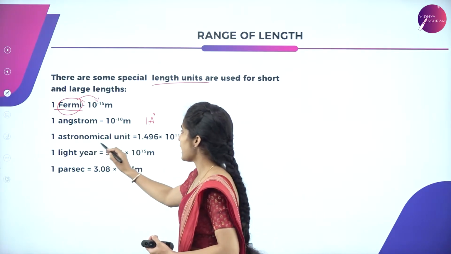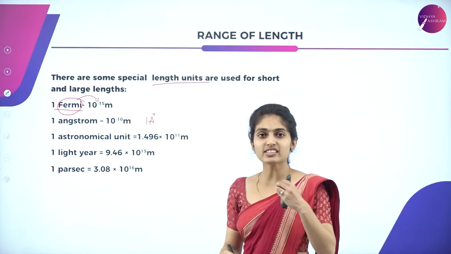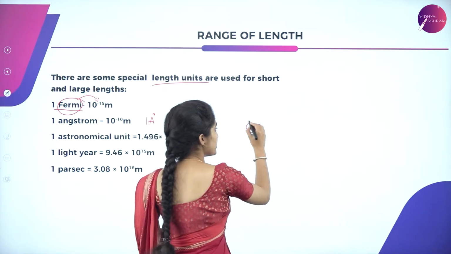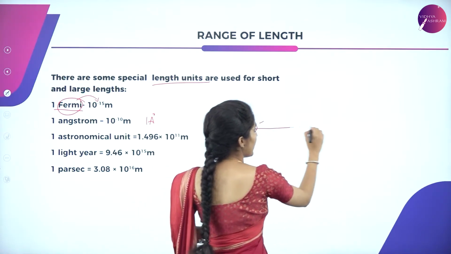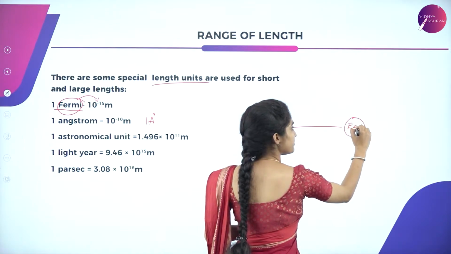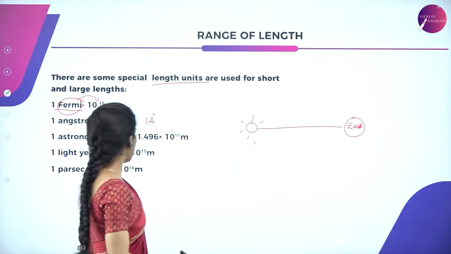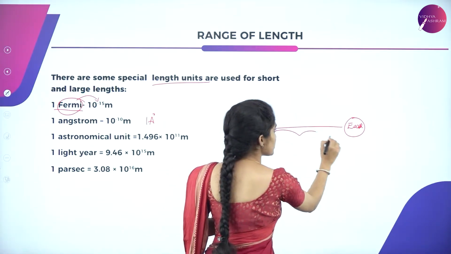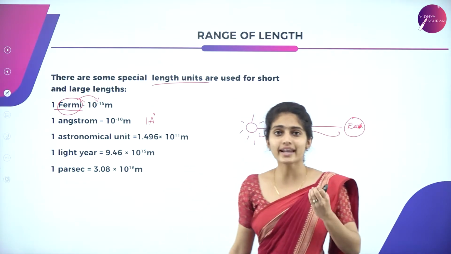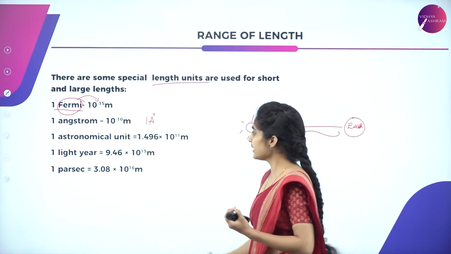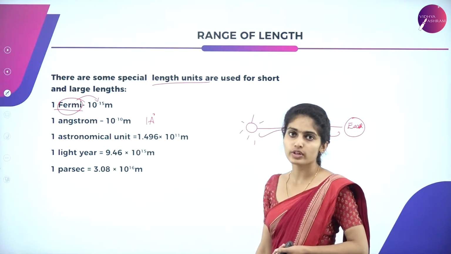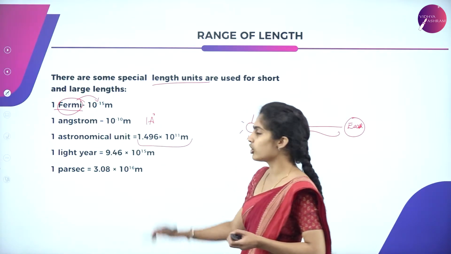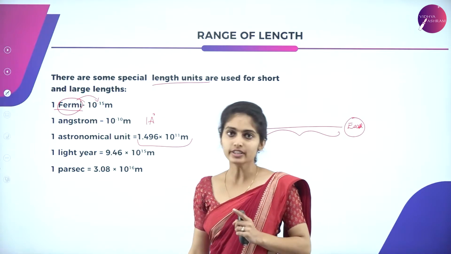Coming to 1 astronomical unit. So what is this 1 astronomical unit? It is the distance. So this is your sun and this is your earth. So 1 astronomical unit is the distance of the sun from the earth. This distance is called 1 astronomical unit. So that is equal to 1.496 into 10 raised to 11 meters. So this we can call 1 astronomical unit.